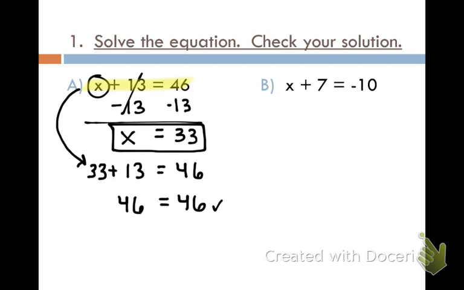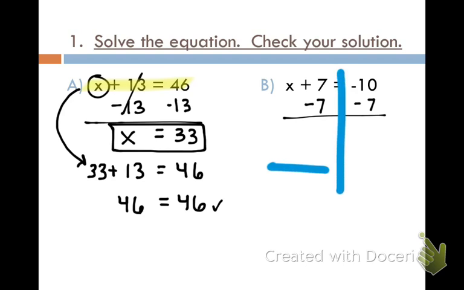Problem B. First thing you got to do, identify the variable. What's the variable? X. I want X to be by itself, but what's not allowing X to be alone? Plus 7. What's the opposite of plus 7? Negative 7 or minus 7. Remember, rule number 3 says what you do to one side, you must do to the other. Now remember, we can tell what the sides are because you could pretty much put a line right there. This is to the left of the equal sign, and that is to the right of the equal sign.